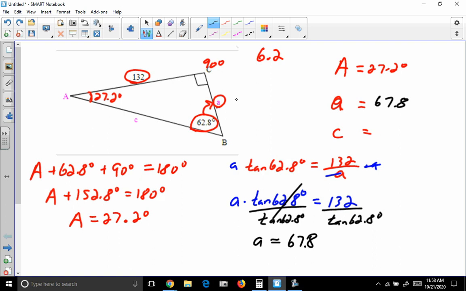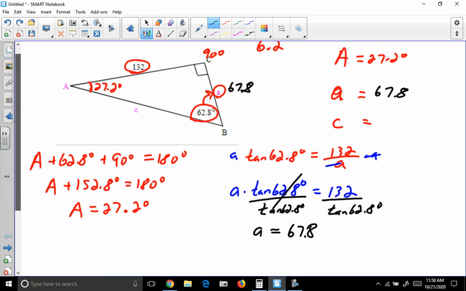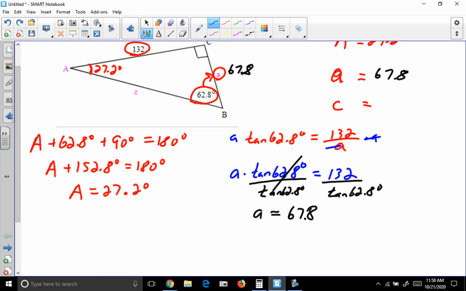Now once we get that side, we could use the Pythagorean theorem to find the third side once we know two, since this is a right triangle. Or we can just use trig to find the other one. So we could say from 62.8, C is the hypotenuse, 132 is opposite, so the trig ratio that involves the opposite side and the hypotenuse of 62.8 degrees is opposite over hypotenuse, sine.